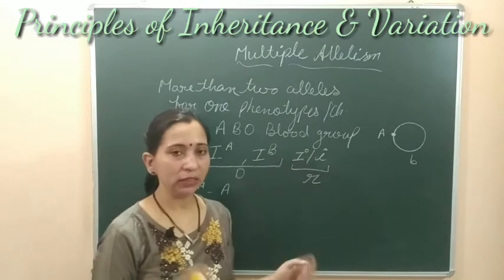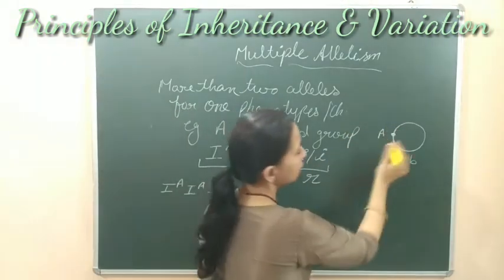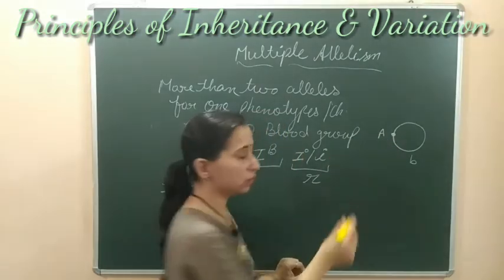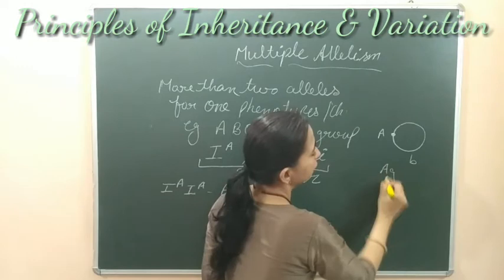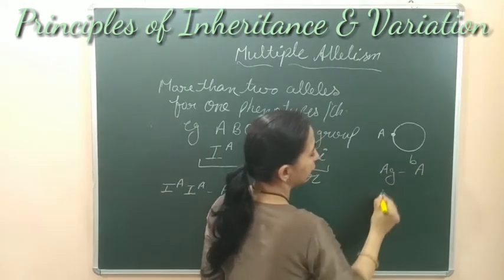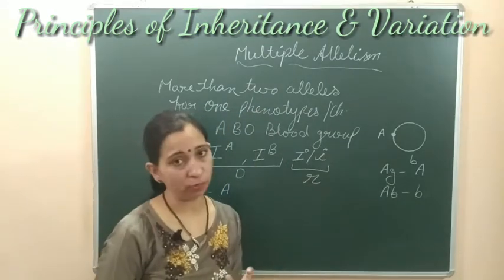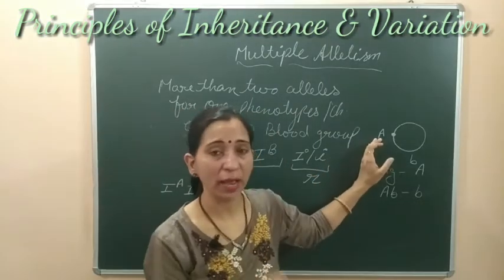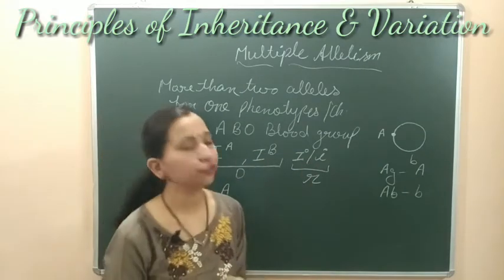Antibodies are shown by the lowercase letter, antigens are shown by the capital letter. So this A is the antigen. In this condition, the antigen will be A, and in that same person the antibody present will be the B antibody. In the case of a human being which has the IA gene, this condition will be found.